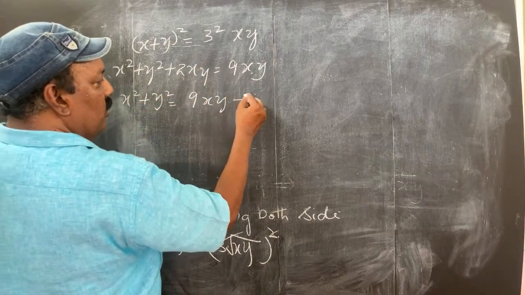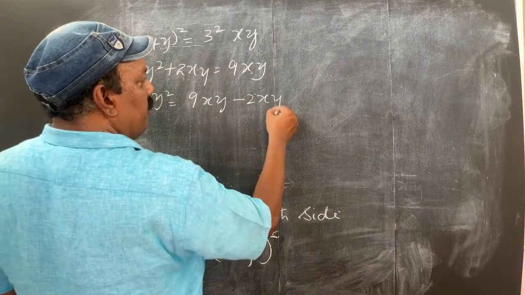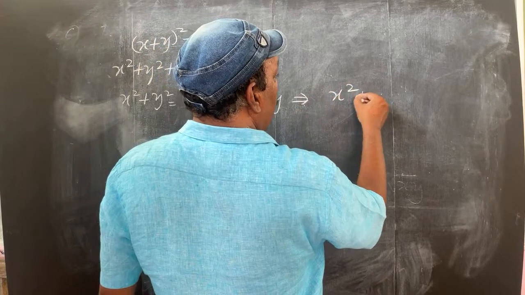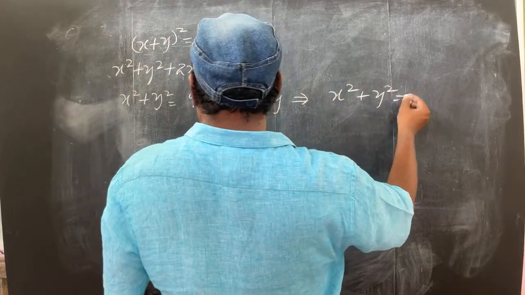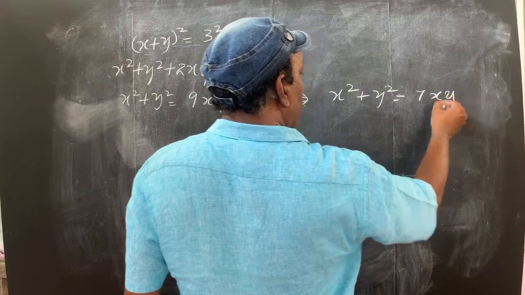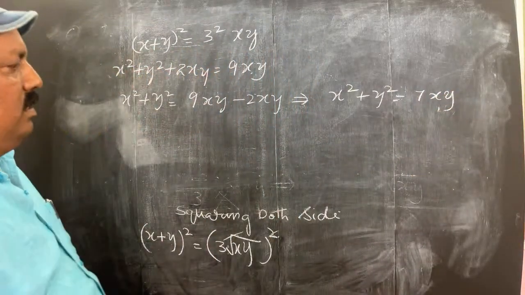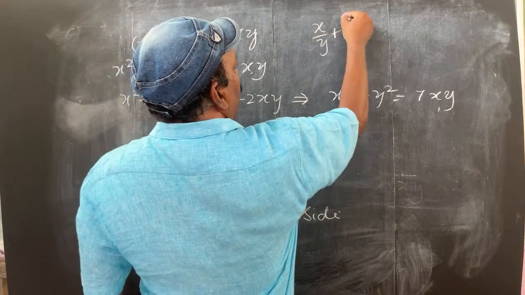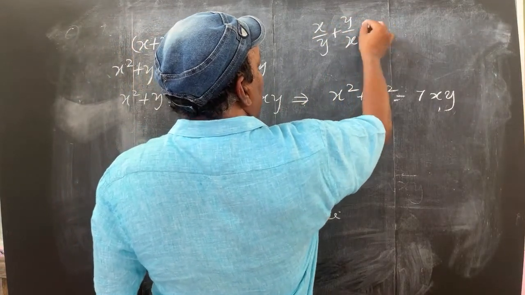Now x square plus y square plus 2xy is equal to 9xy. This 2xy will go to the other side, it will become subtracted. Then what is the solution here? x square plus y square is equal to 7xy. Now finally, I want the value of x by y plus y by x.